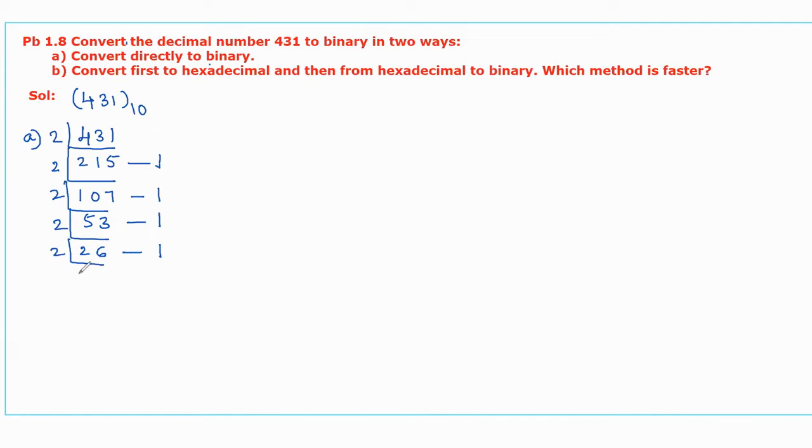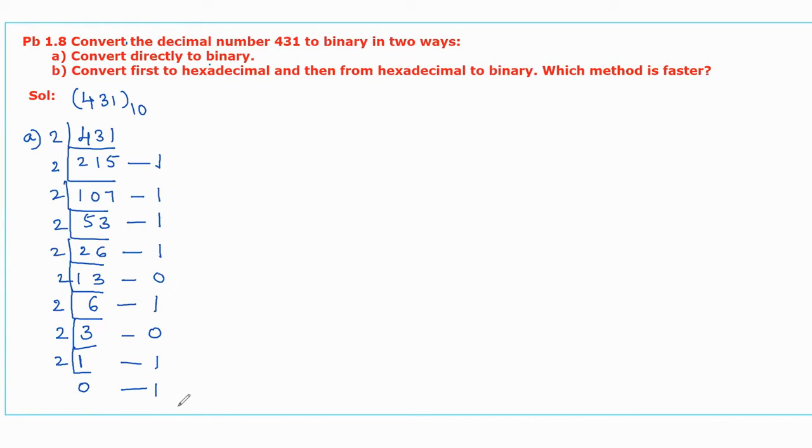Again 2 1s are 2, 2 3s are 6, the remainder is 0. Again divided with 2, 2 6s are 12, the remainder is 1. Again divided with 2, it becomes 2 3s are 6, the remainder is 0. Again divided with 2, then it becomes 2 1s are 2, the remainder is 1. Again divided with 2, now it becomes 0, the remainder is 1.